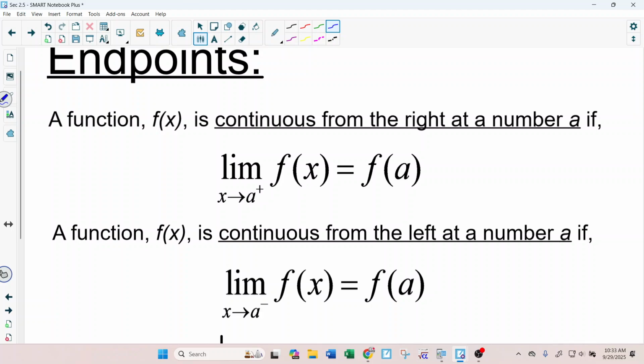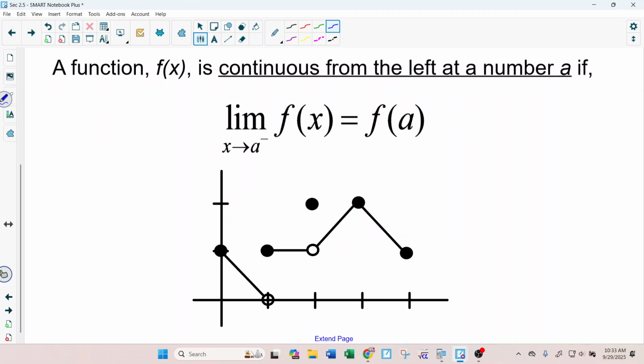To be continuous at a point, the limit has to exist, so the limit from the left and the right have to exist. So, what does that mean? This graph is continuous from the right at 1, right? The limit equals a function of value. It's also continuous from the left at 4. Now, why is it not continuous at 4? Well, there's nothing to the right of 4, right? So the limit at 4 doesn't exist.